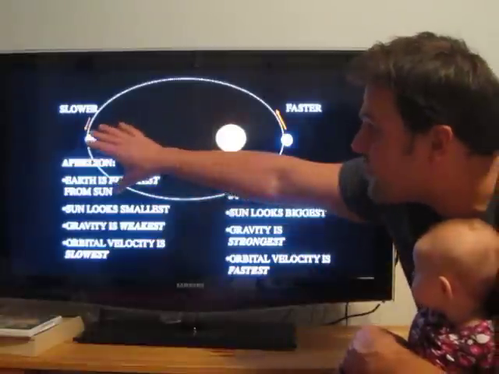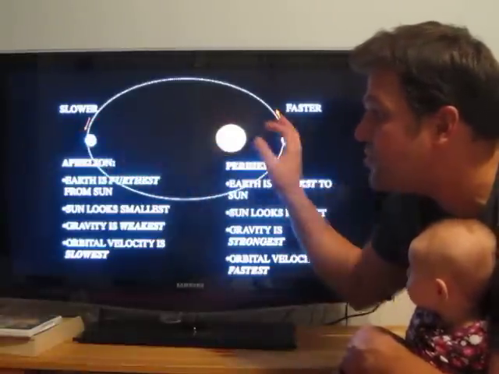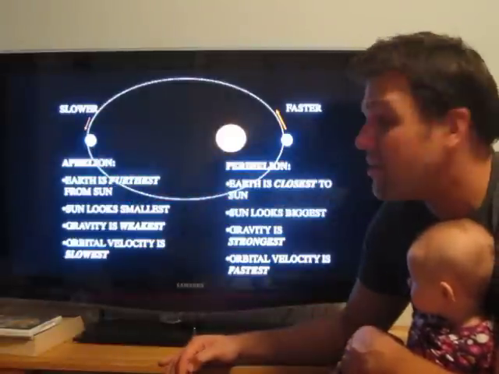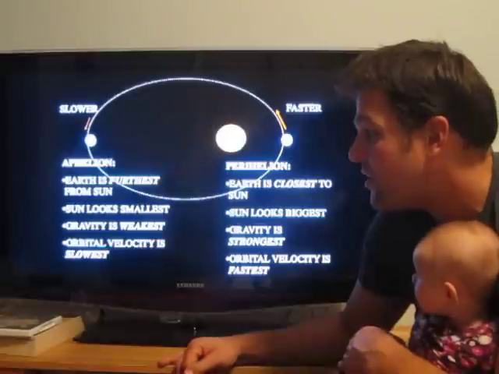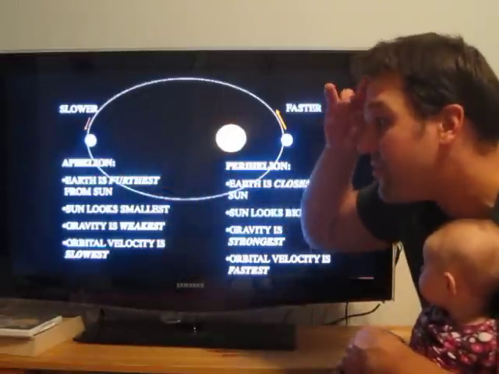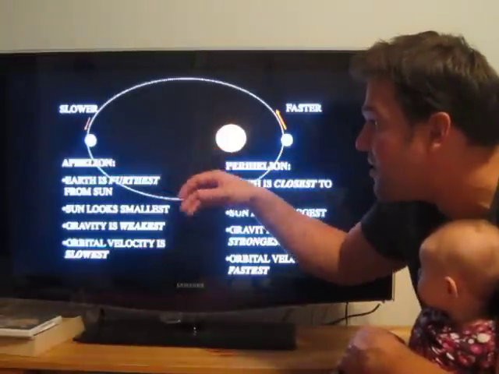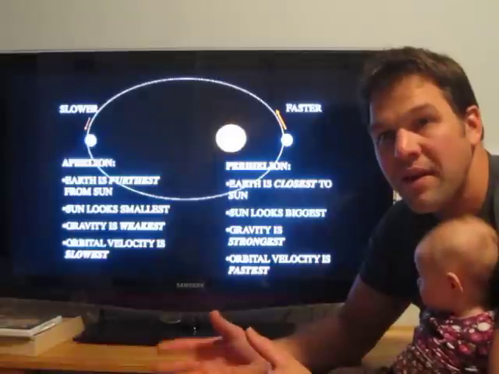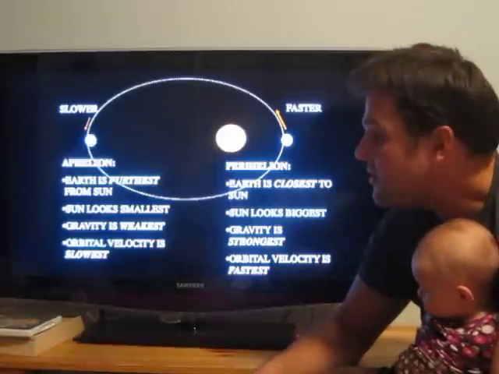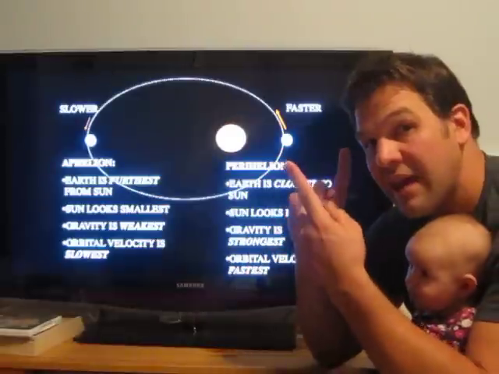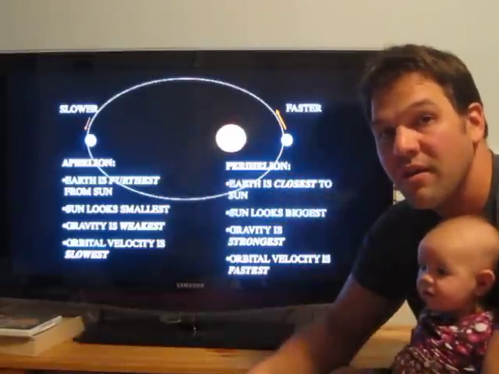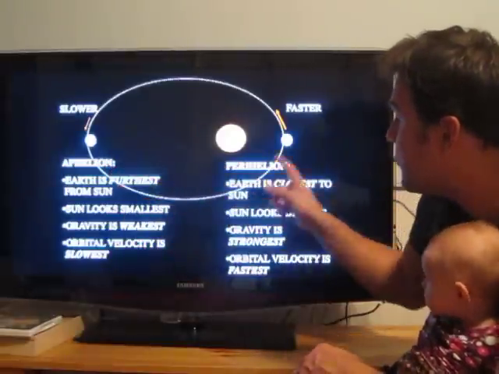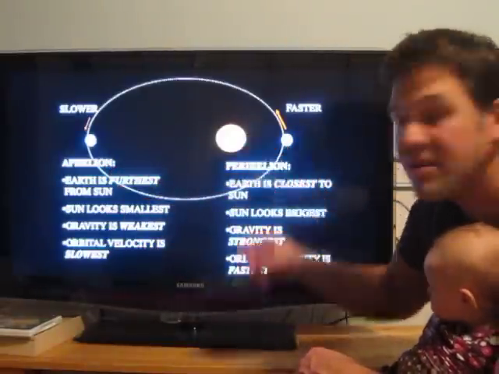Okay, so the important differences between these two positions of the Earth: for one, at aphelion, the Earth is moving slower, and the reason for that is that the gravitational force between the Earth and the sun is weakest at that point. The reason is that gravity is dependent on the distance between two objects. It's dependent on the size of the objects and how far apart they are. So the closer objects are together, the faster it moves. That's why the Earth moves faster in this position, because it's closer to the sun.